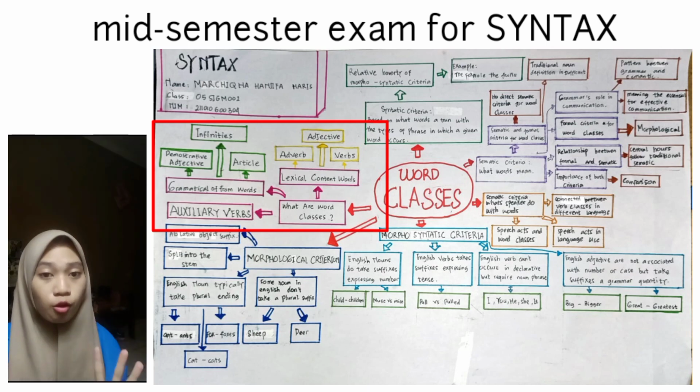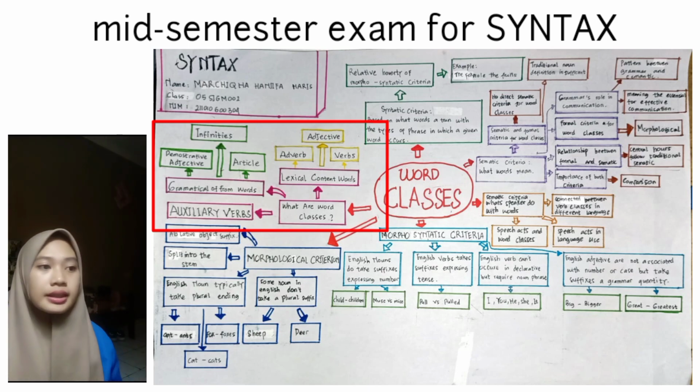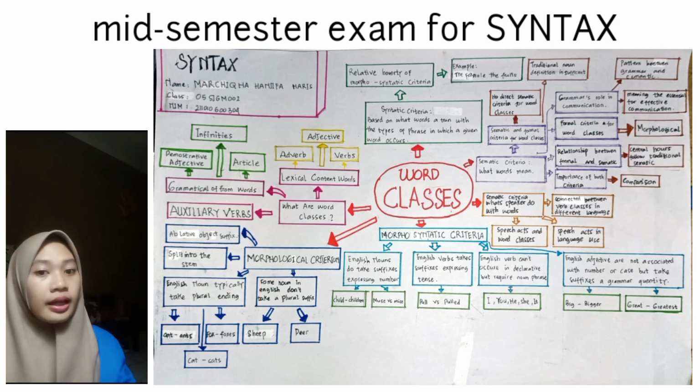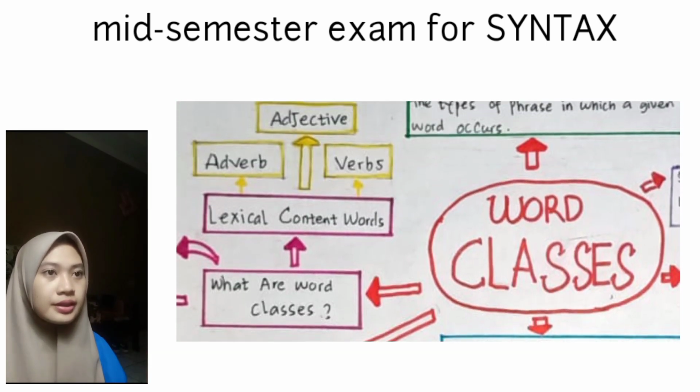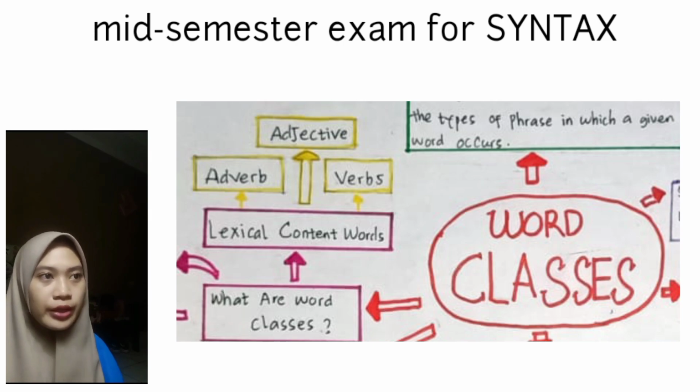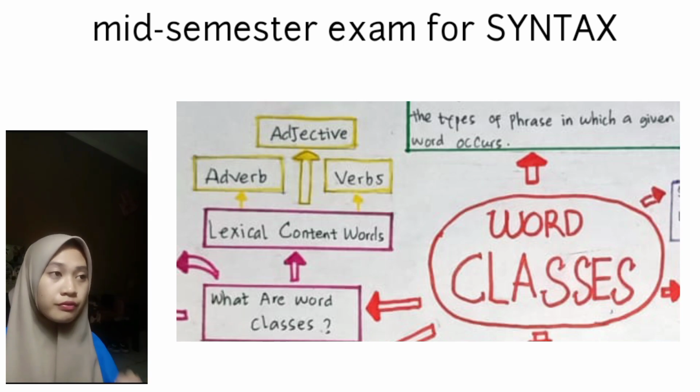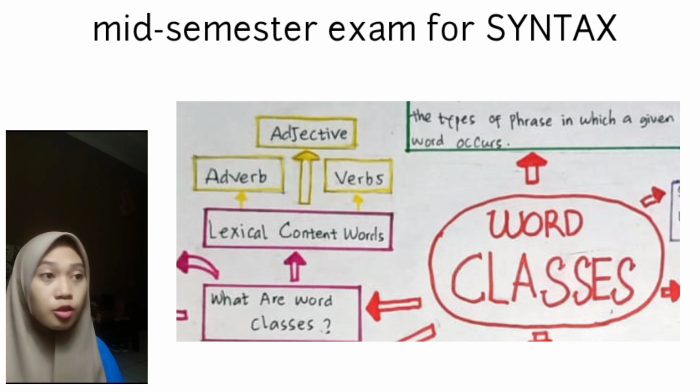The fourth is adjective. It describes or provides more information about a noun. The example is big, happy, red, etc. Next, the fifth is adverb. Adverb provides more information about a verb, adjective, or another adverb. Example is quickly, very, well.